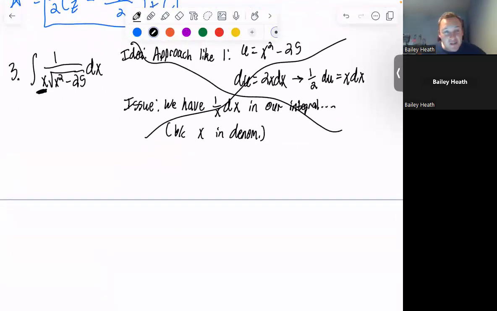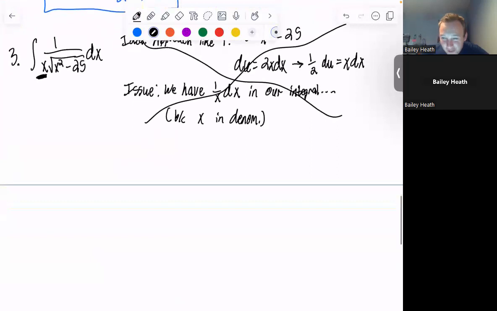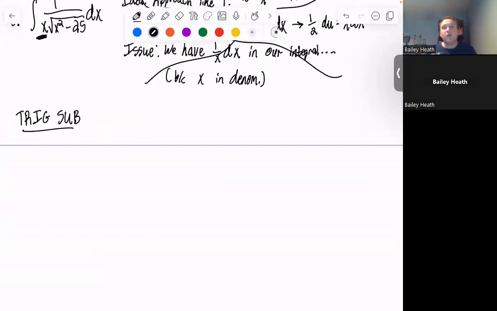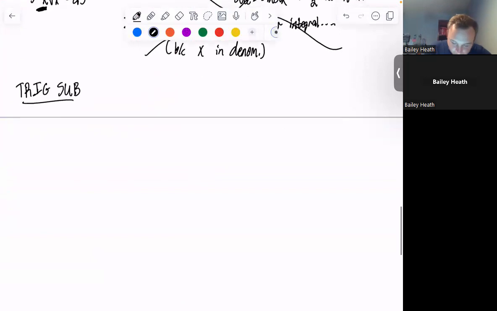Fortunately, there's another strategy that we can use. It's everybody's favorite. Maybe I say that somewhat tongue-in-cheek, because I know that this is one of the more challenging strategies that we've learned, but we can work through it. We are going to want to use a trig sub here. Okay. And so I want to take a minute to talk about trig sub more broadly before we apply it to the specific problem here.